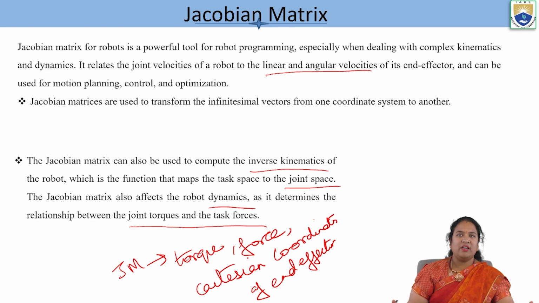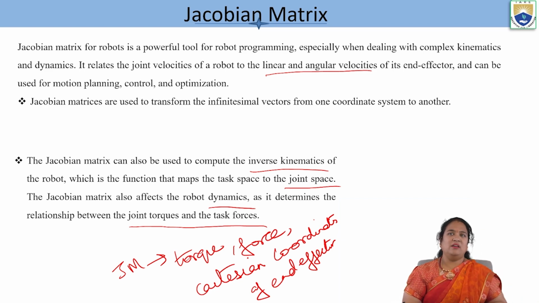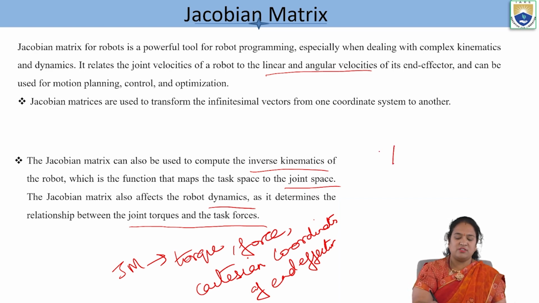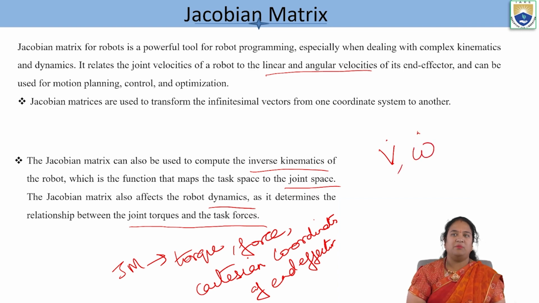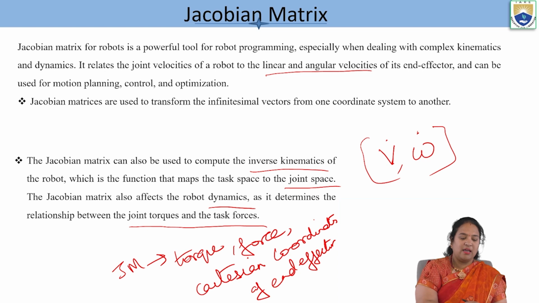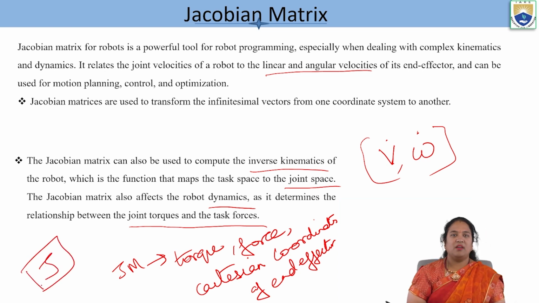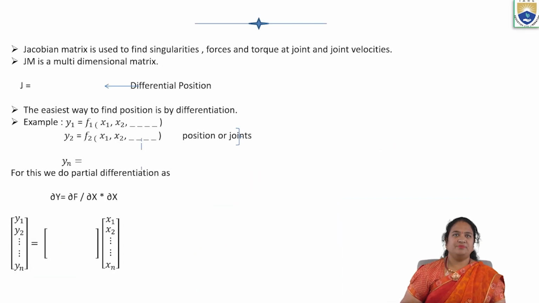In order to find the torque and the force, we will be using the velocities of the robots, which are generally a linear velocity, which we denote by v dot, and angular velocity, which we denote by omega. Right? So using these two terms, we will be finding out the torque and force of the end effector using the Jacobian matrix, where the Jacobian matrix is denoted with the letter J.